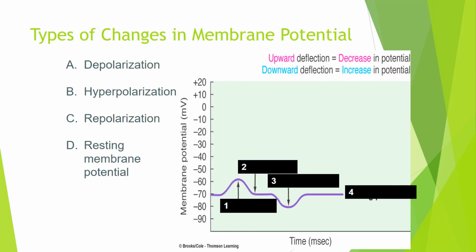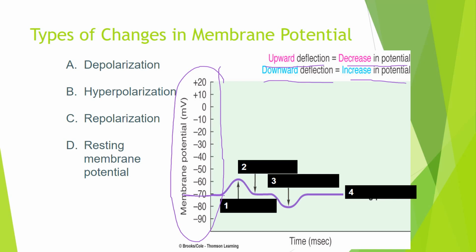So let's look at the different changes in the membrane potential. First, when we have an upward deflection, this means a decrease in potential, and a downward deflection means an increase in potential. If we look at the y-axis first, what we have here is our membrane potential in millivolts. At negative 70, here we're at rest. I'm going to change my color too, so we don't get confused.